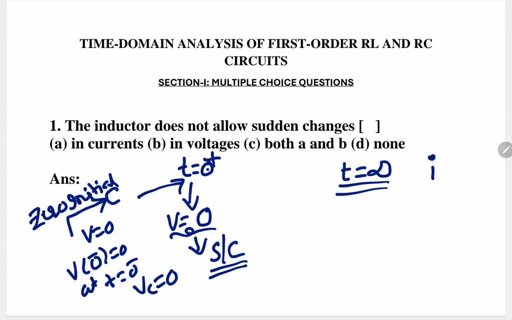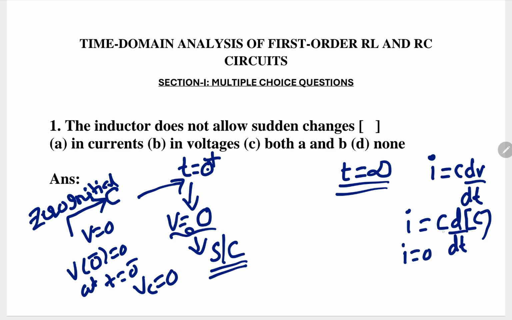Now what happens at t equal to infinity? We know one formula, I is equal to C dV by dt. At steady state, the voltage across the capacitor becomes constant. So differentiation of a constant is equal to 0. So current equal to 0 is nothing but an open circuit. At steady state condition, the capacitor acts as an open circuit. So this is about the uncharged capacitor with 0 initial conditions.